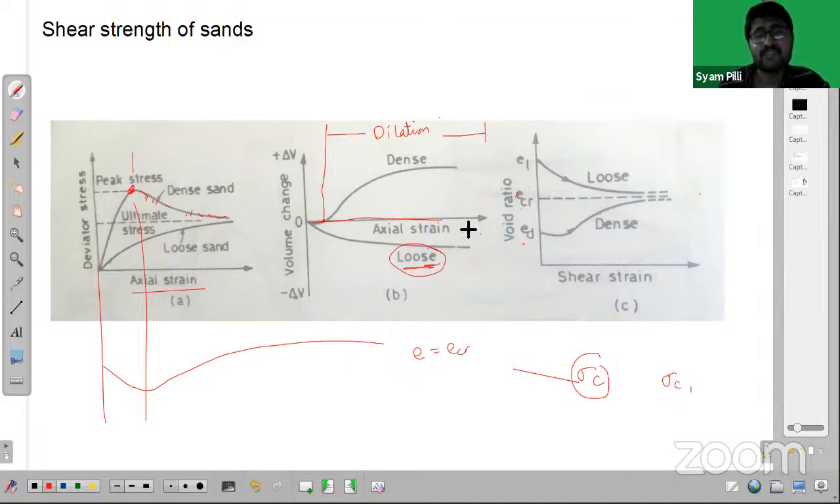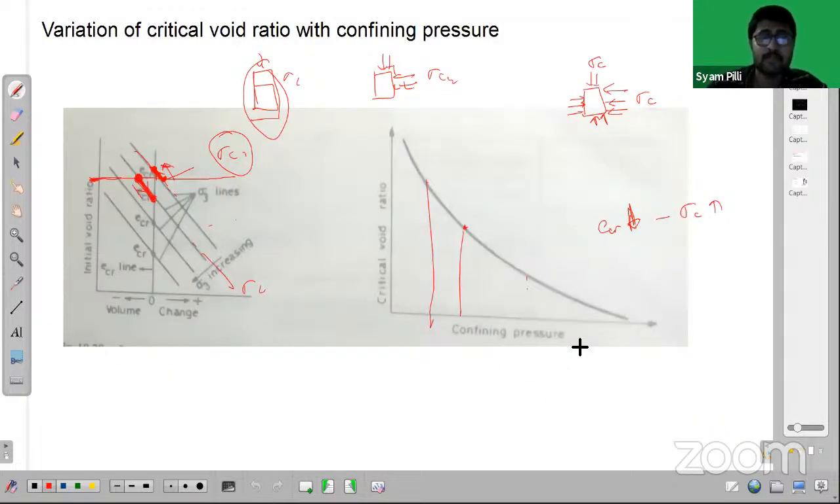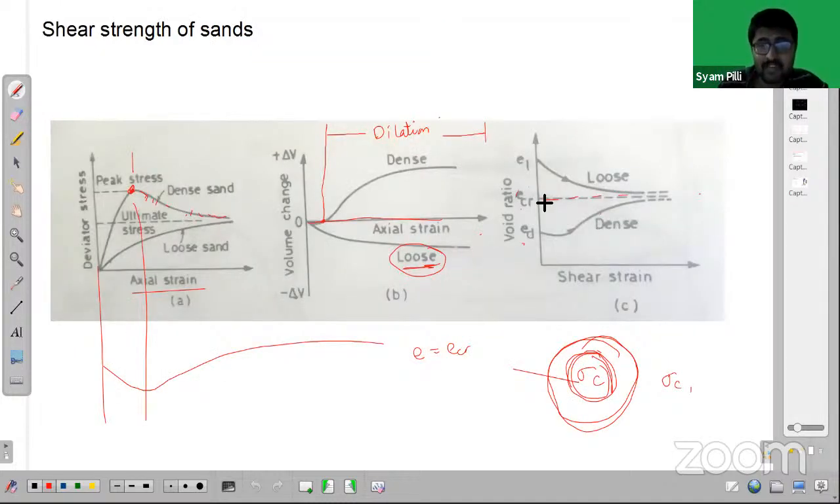You see? So dense and loose sand are relative things. We define them according to the confining pressure, with respect to the critical void ratio. It's not like some soil is always loose and some soil is always dense. We define loose and dense sand with respect to what stress you are giving in the laboratory, in the triaxial cell. This is a very tricky thing to understand. What stress you are giving to the soil decides whether it is loose or dense sand, fine? So its behavior depends on the critical void ratio. That is the significance of critical void ratio, right?